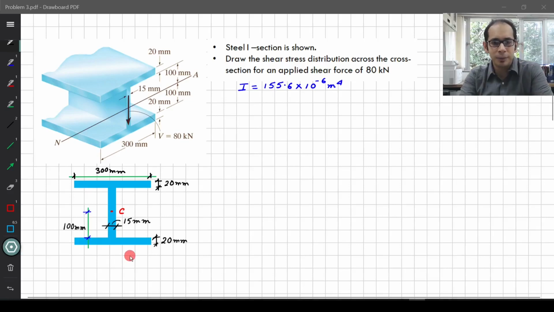Let's take a look at this application example where you essentially have a steel eye section, right? So it looks like an eye, that's why it's called an eye section. It's not a thin walled eye section. You will see later in this topic we will cover thin walled eye sections where the shear stress distribution is completely different than what we are studying until now. This is not a thin wall.